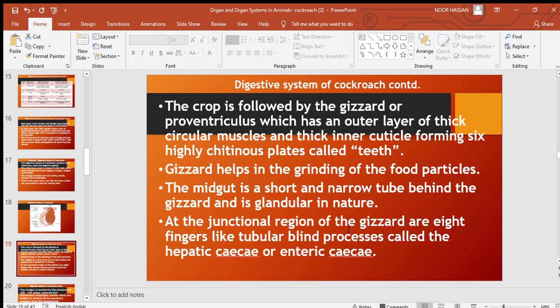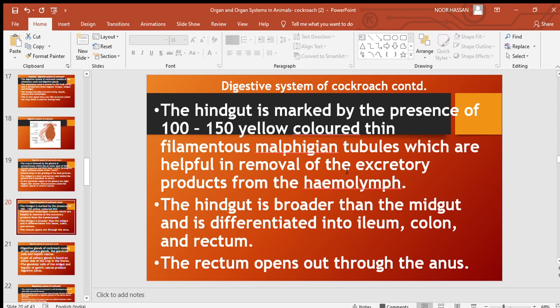At the junctional region of the gizzard are eight finger-like tubular blind processes, which are called hepatic caeca or enteric caeca. The hindgut is marked by the presence of 100 to 150 yellow-colored thin filamentous Malpighian tubules, and these tubules are useful in removing the excretory products from the hemolymph. The hindgut is broader than the midgut, and it is differentiated into ileum, colon, and rectum. The rectum opens outside through the anus.